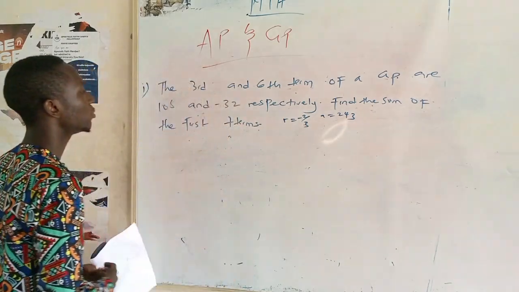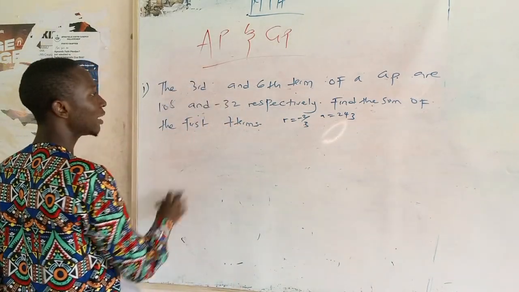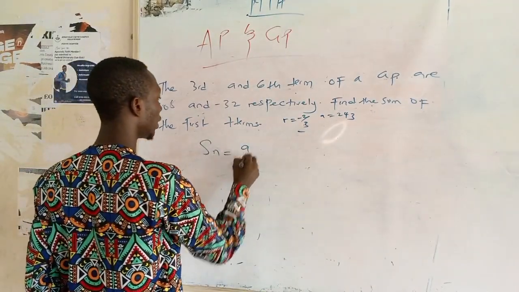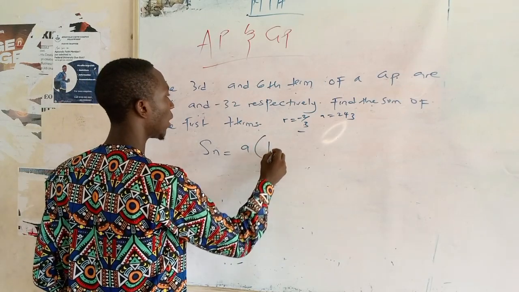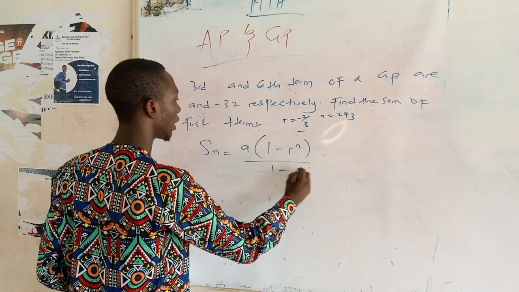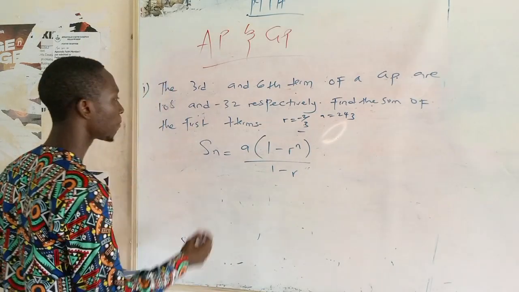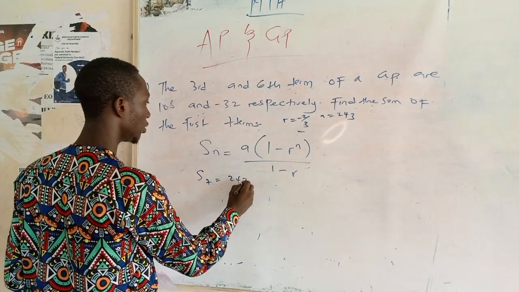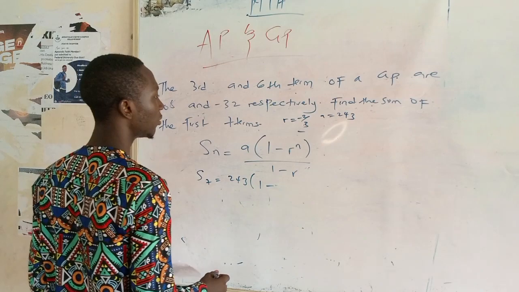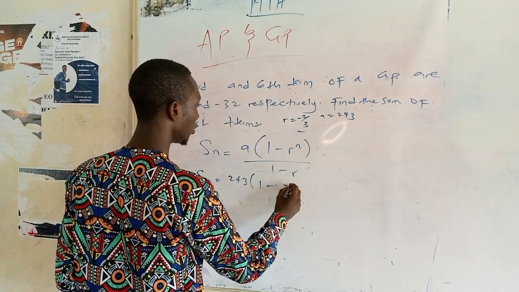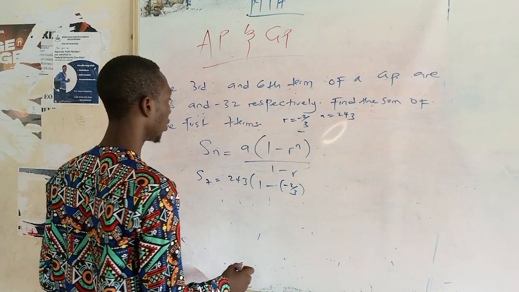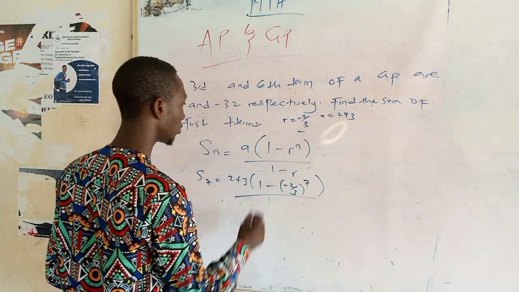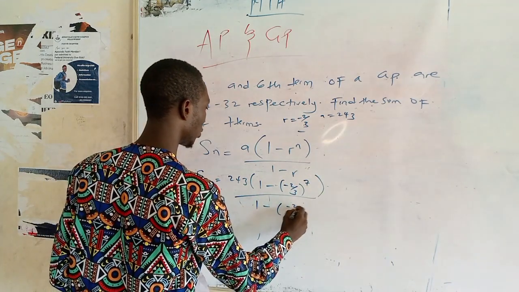And the sum of the first 7 terms. So now look at the ratio: it is not up to 1. So the ratio is less than 1. So therefore we use this GP formula, which is a times 1 minus r to the n over 1 minus r, because the ratio is less than 1. So we substitute our values. The sum of 7 terms now becomes: our a is 243, open bracket 1 minus my ratio, minus 2 over 3, close bracket. What is my n? My n is 7, the first 7 terms, over 1 minus minus 2 over 3.